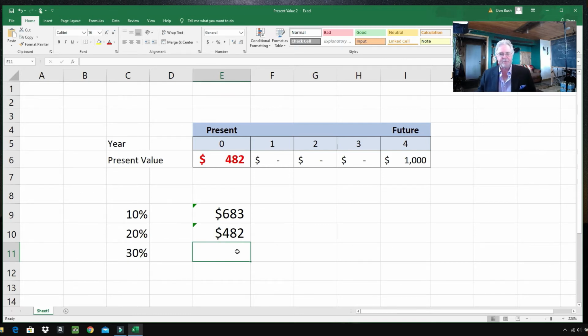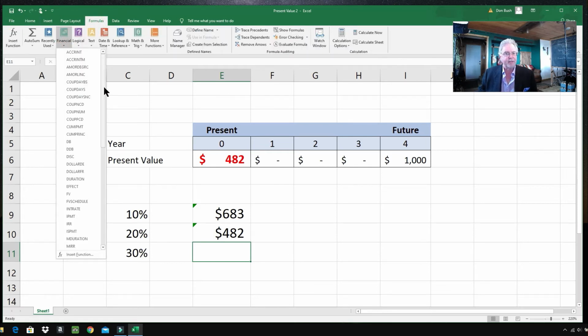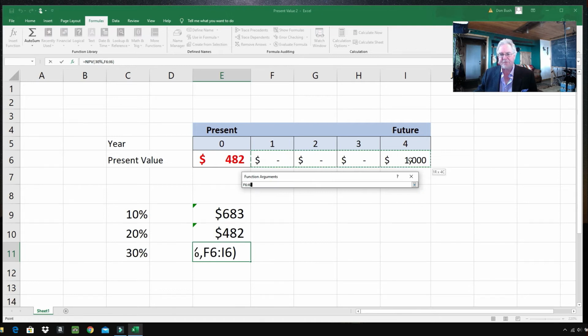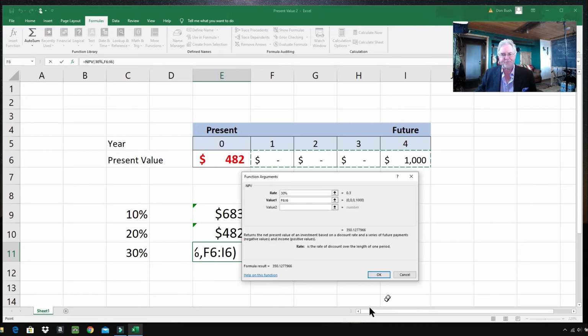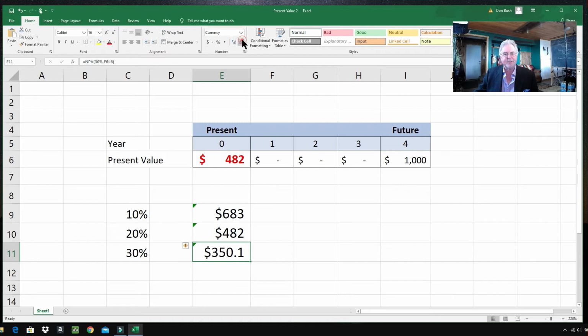Let's see here. So let's do this again here, folks. Go to Formulas, Financial, NPV, and here's our chart, and we're going to type in 30% or 0.30. Either way, same thing. Go down here to value, and rather than typing in the values, we can just highlight all the values that we want, years 1 through 4, and we'll press OK. So I'm going to get rid of the pennies here so it's easier to see.